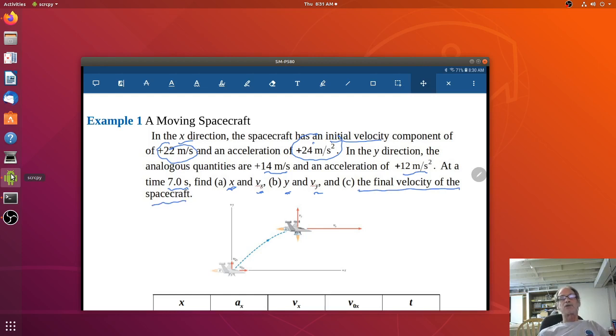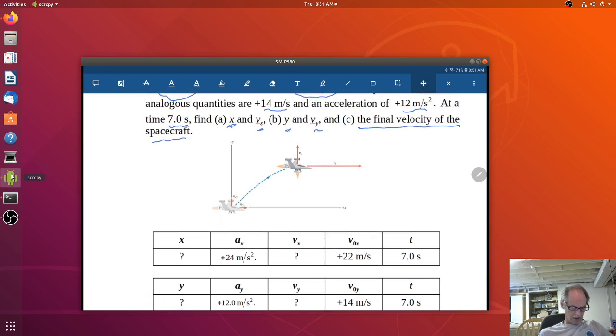That's going to be a vector. It's going to be moving in a particular direction with a particular speed. So we're going to find all those things. All right, so x is what, here they've done it for us. X is what we're looking for. Here's the acceleration in the x direction. Vx is what we're also looking for. Here's the initial velocity in the x direction, and here's the time.